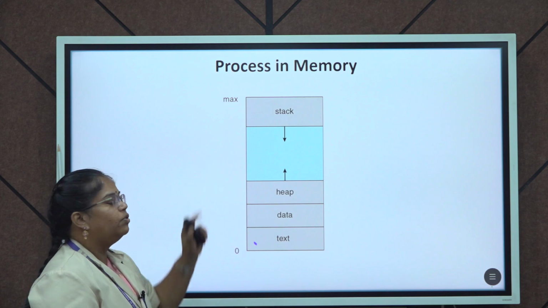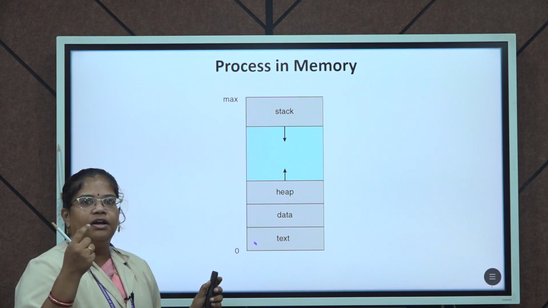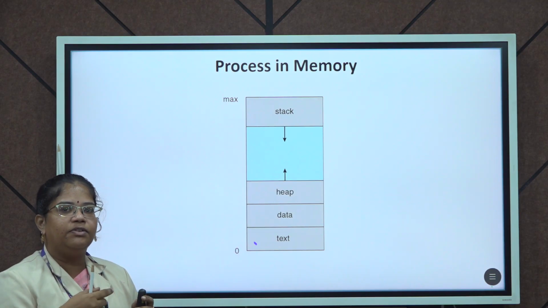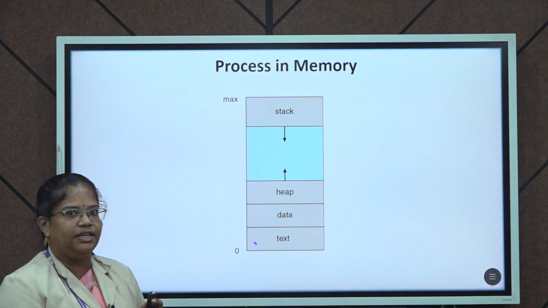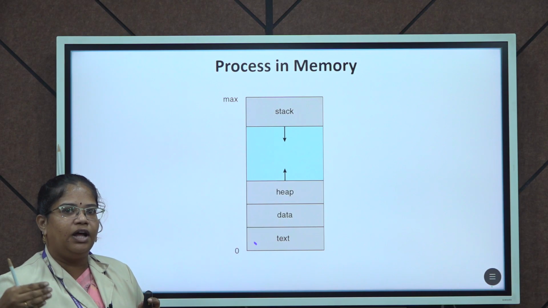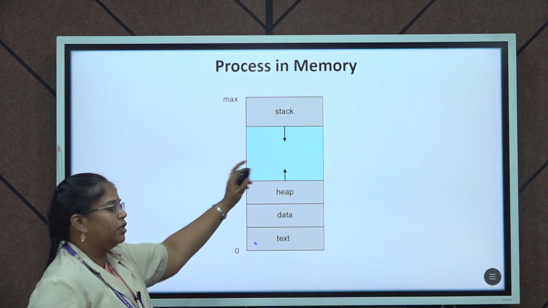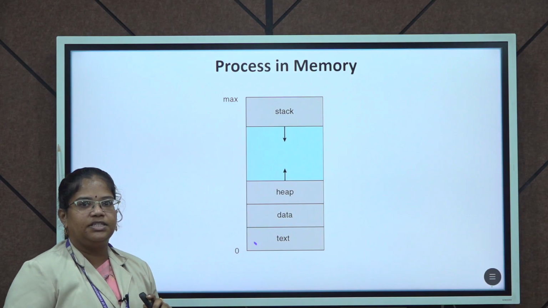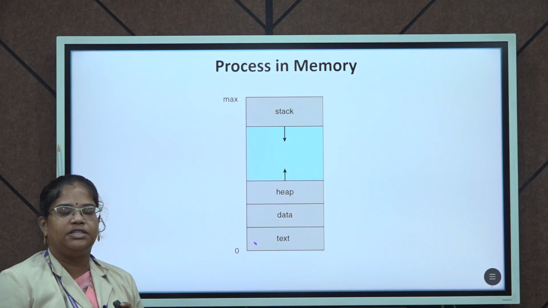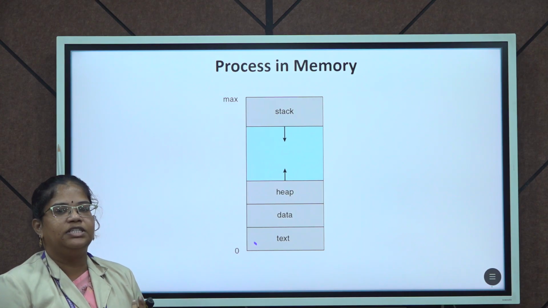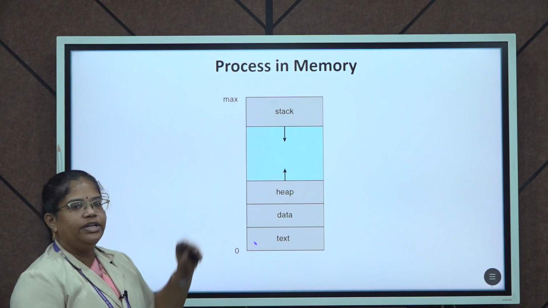The next one is the counter. Counter is the current activity of the registers. So the register address, what the address is now and what will be the next one, is stored in this counter section. Then the last one is the stack. Stack means it's the local variable section. That means function parameters and function calls are stored in the stack section.